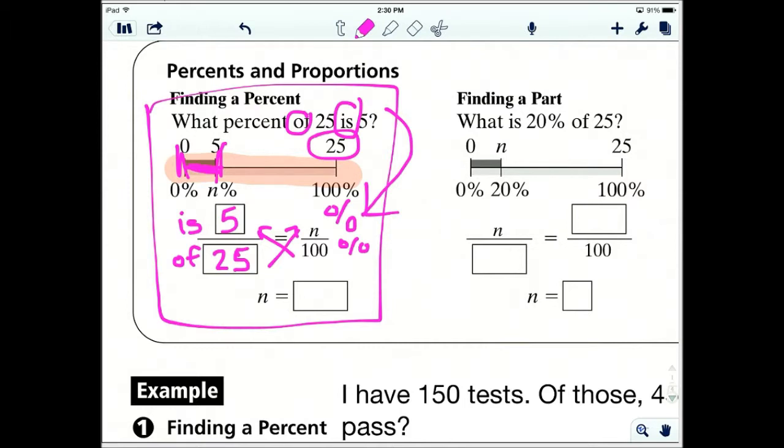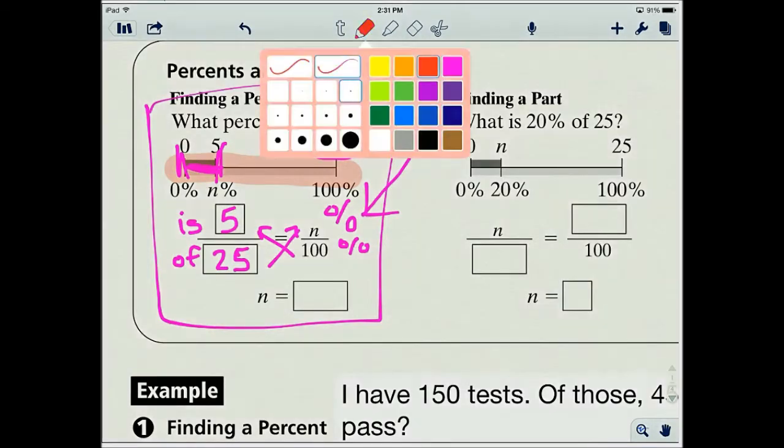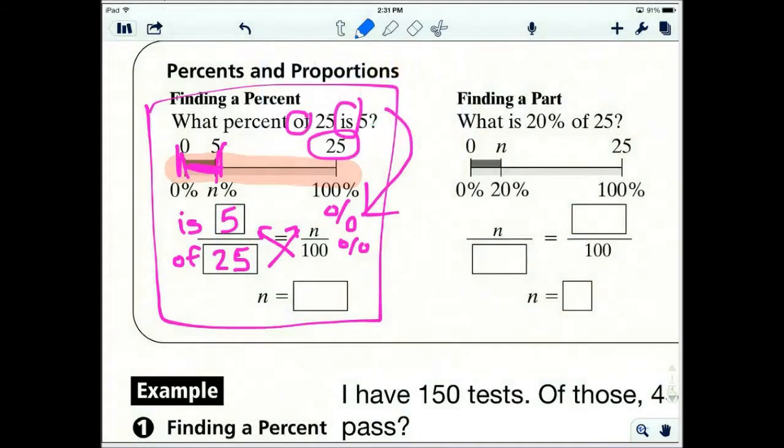Okay, now remember, we don't necessarily have to always cross multiply. If there's something that we can easily multiply by to get the next one, we can do that. So let's say that I decided to do that. If I did the multiplication and I said, okay, well, 25 times what gets me to 100? Well, I can multiply that by 4. I can multiply that by 4. So then what is my percent? My final answer would be 20%.